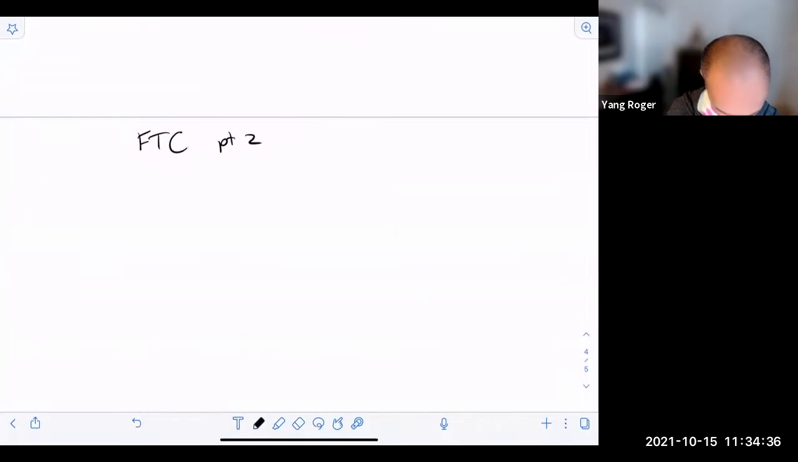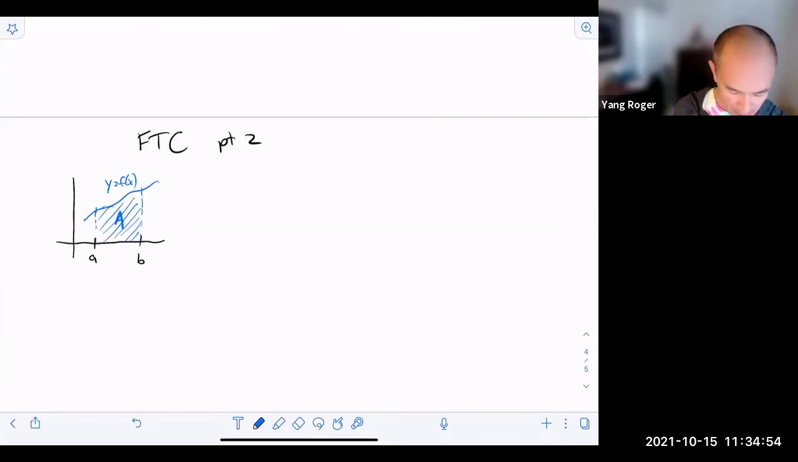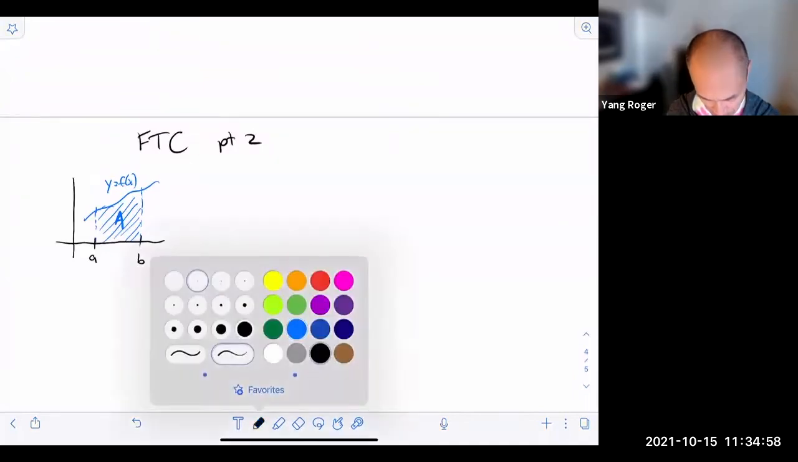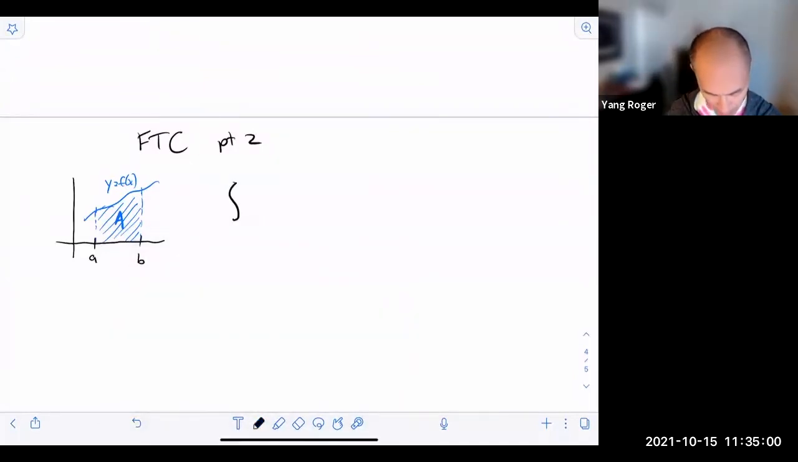We have this picture. We've got a set of axes. Here's a, here's b. You have some function like this. This is y equals f of x. And your goal is to calculate what this area is. And we write this as the integral from a to b of f of x dx.